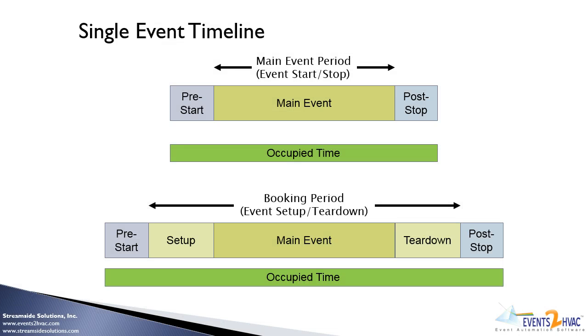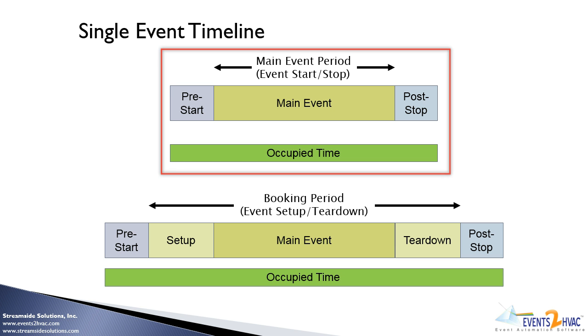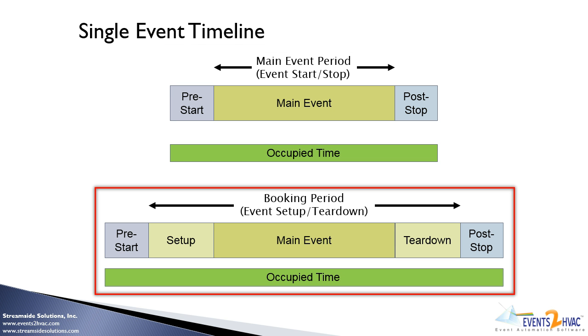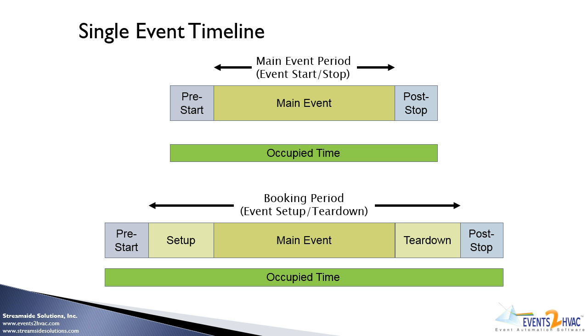All of the scheduled event data retrieved by Events2HVAC contain the following periods shown in the event timeline. The center main event period is the scheduled event start and stop period. The event may or may not contain additional time for setup and teardown around the main event time. In Events2HVAC, these periods are the main event period and the booking period. Actions can be triggered around either period to reflect occupancy for the zones. In addition, E2H can add a pre-start time and a post-stop time to the event timeline to allow for warm-up and cool-down of the room.